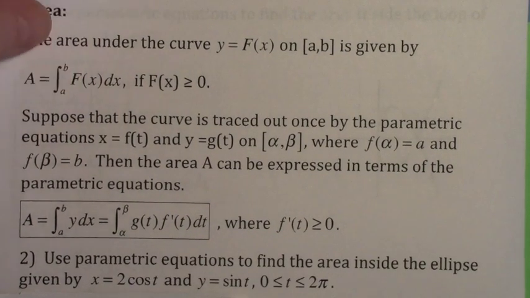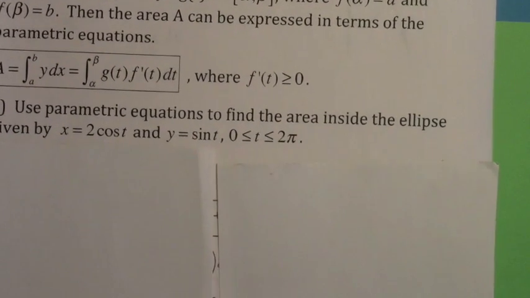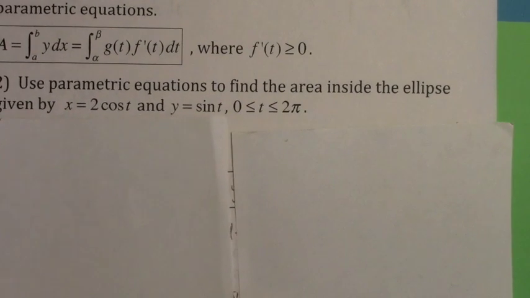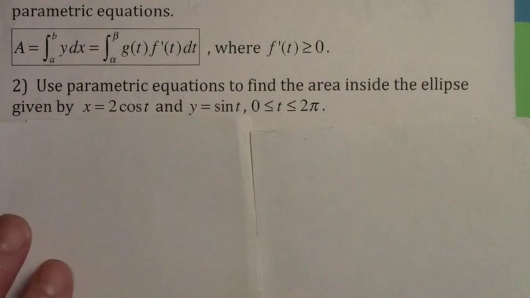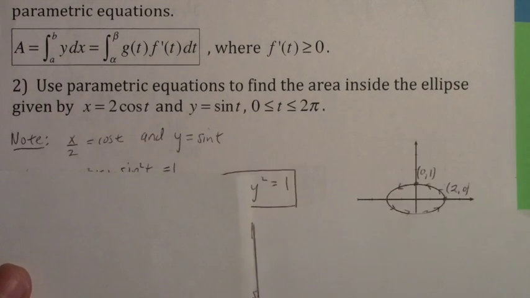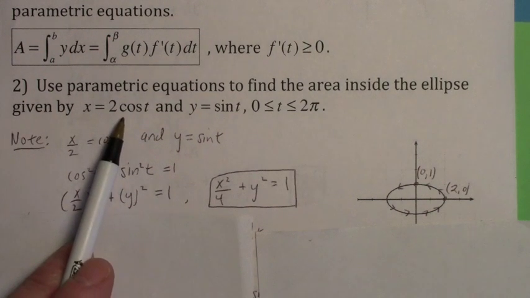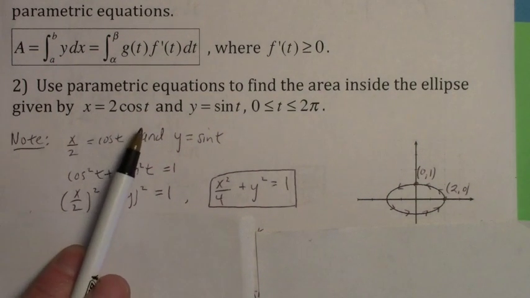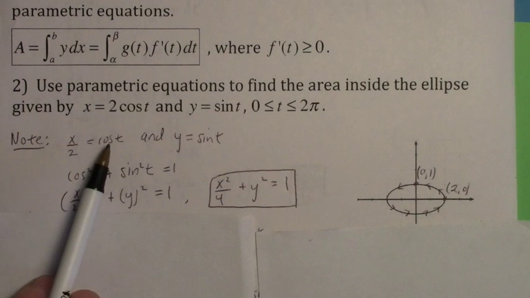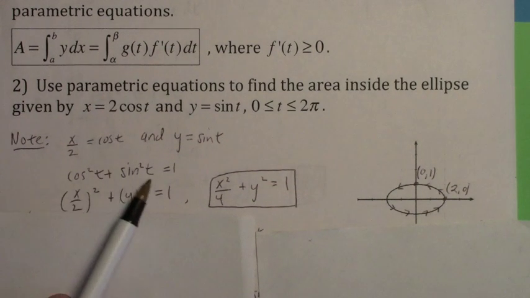Let's use parametric equations to find the area inside the ellipse given by these parametric equations. First of all, is it an ellipse? Well, this is how you can show that it's an ellipse. If you solve this first one for cosine of t, you get x over 2. And so then if you square both of them, they add up to 1.